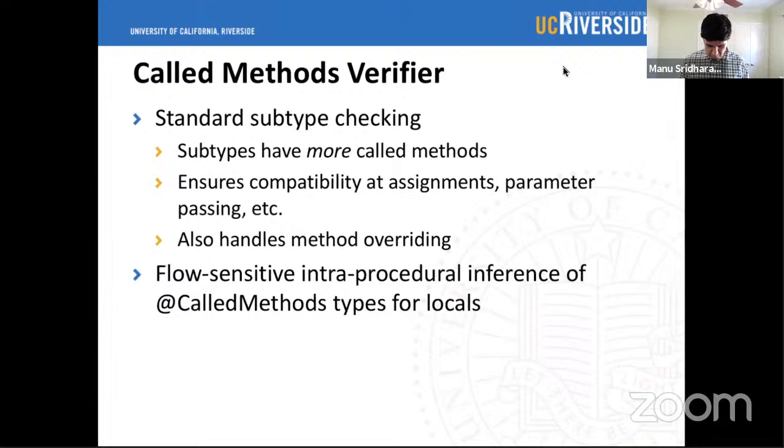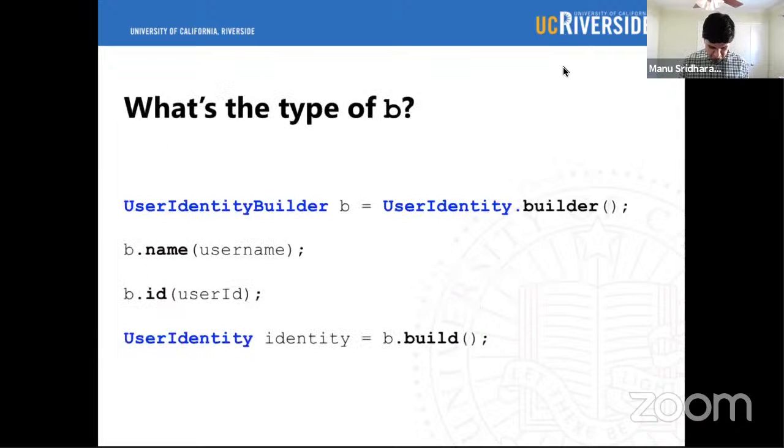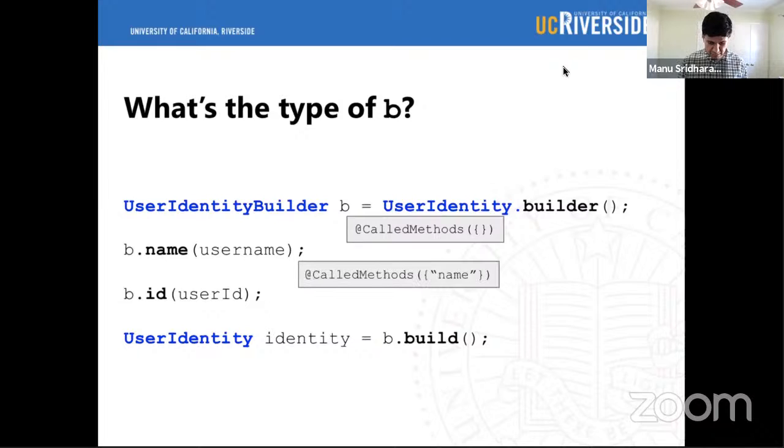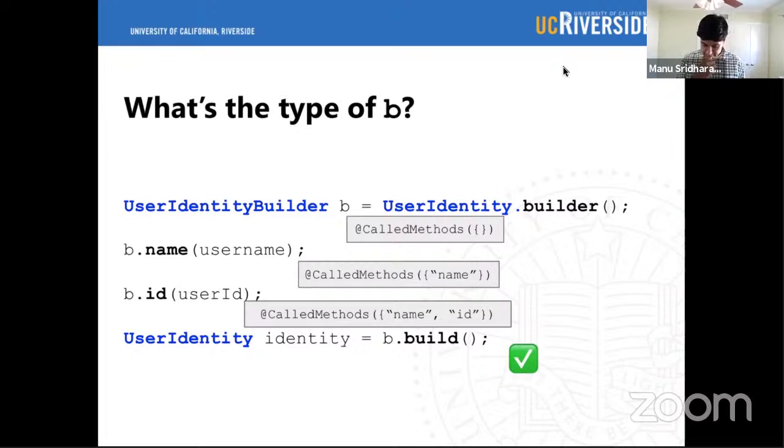Within a procedure, we also do flow-sensitive inference of these called methods types for locals. It's basically tracking what methods are called on a particular expression. So as an example here, if we have a builder, initially, it won't have any methods called. And when we see a call to name, we will update the type to have name in it, and similarly for ID, so that we can verify this call to build. So that's a high level of how this tool works.